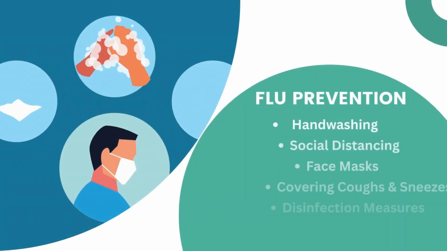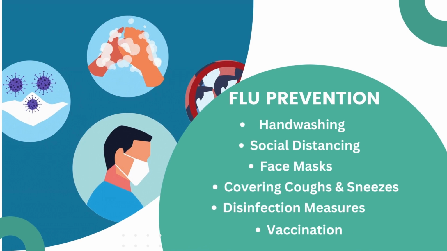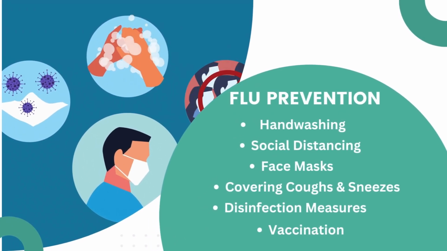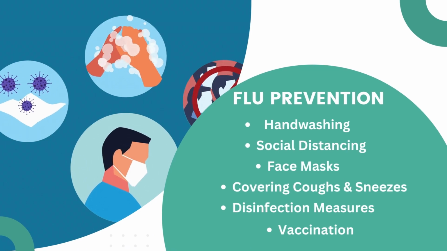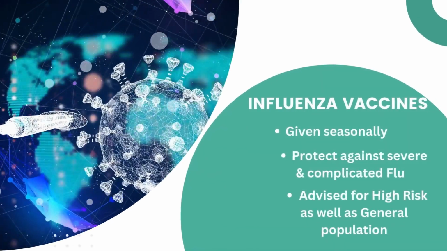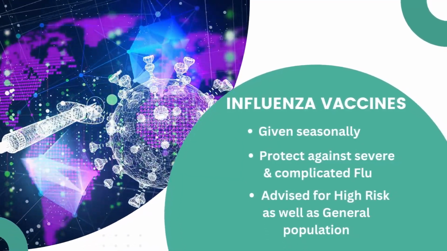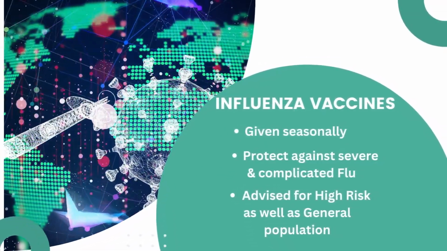Like COVID, influenza also can be prevented by handwashing, social distancing, face masks, covering coughs and sneezes, disinfection measures and vaccination. There are different types of influenza vaccines which are given seasonally to protect against serious and complicated flu. They are advised for high risk as well as general population.